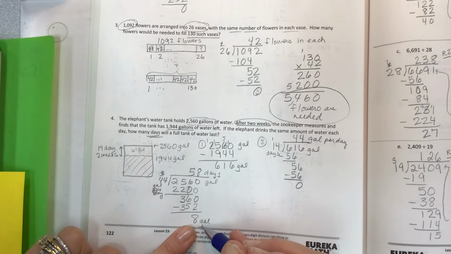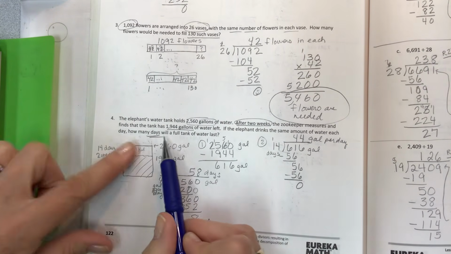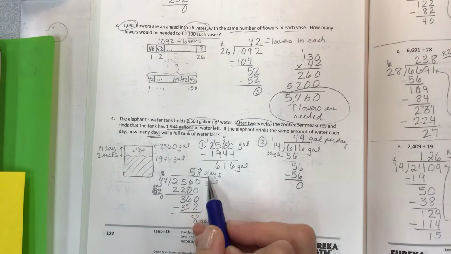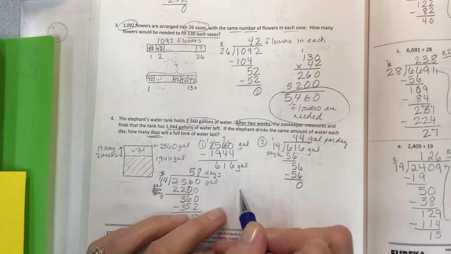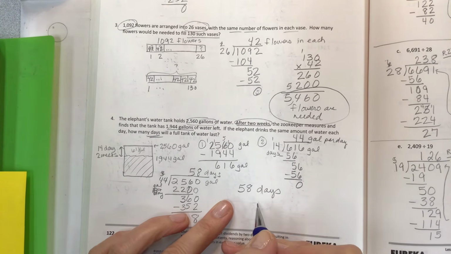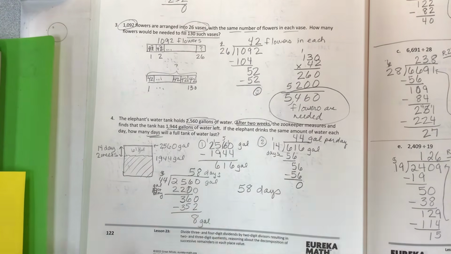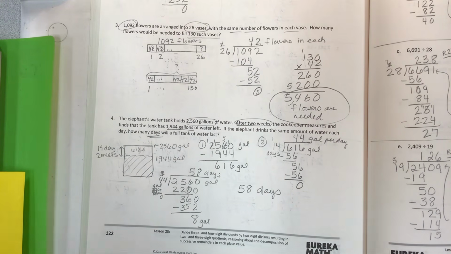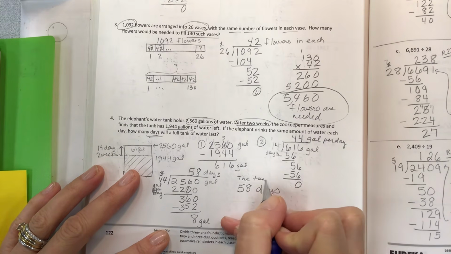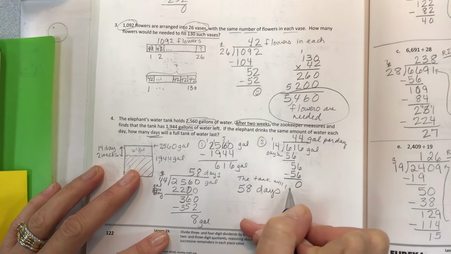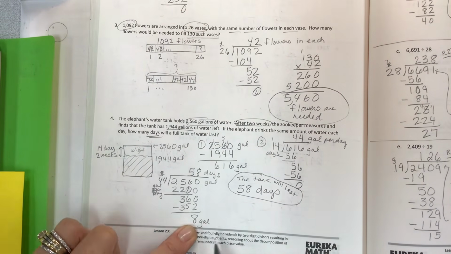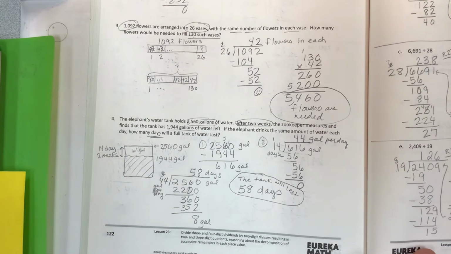So I'm trying to find the days. But what happens? How many days will a full tank last? There's a little extra, but you can't say it's going to last 59 days. So it's 58 days because on the 59th day, you have to start filling it again. Okay, so the tank will last 58 days, and then you'll have like just a smattering of water left at the bottom.